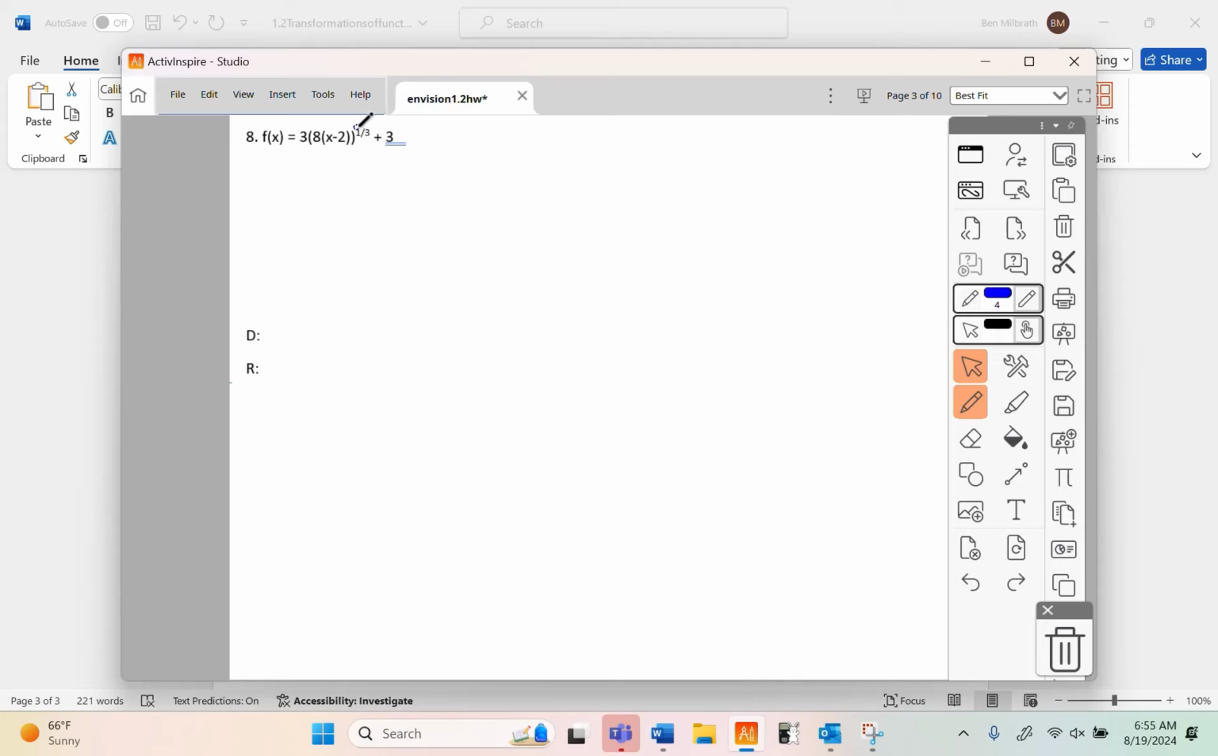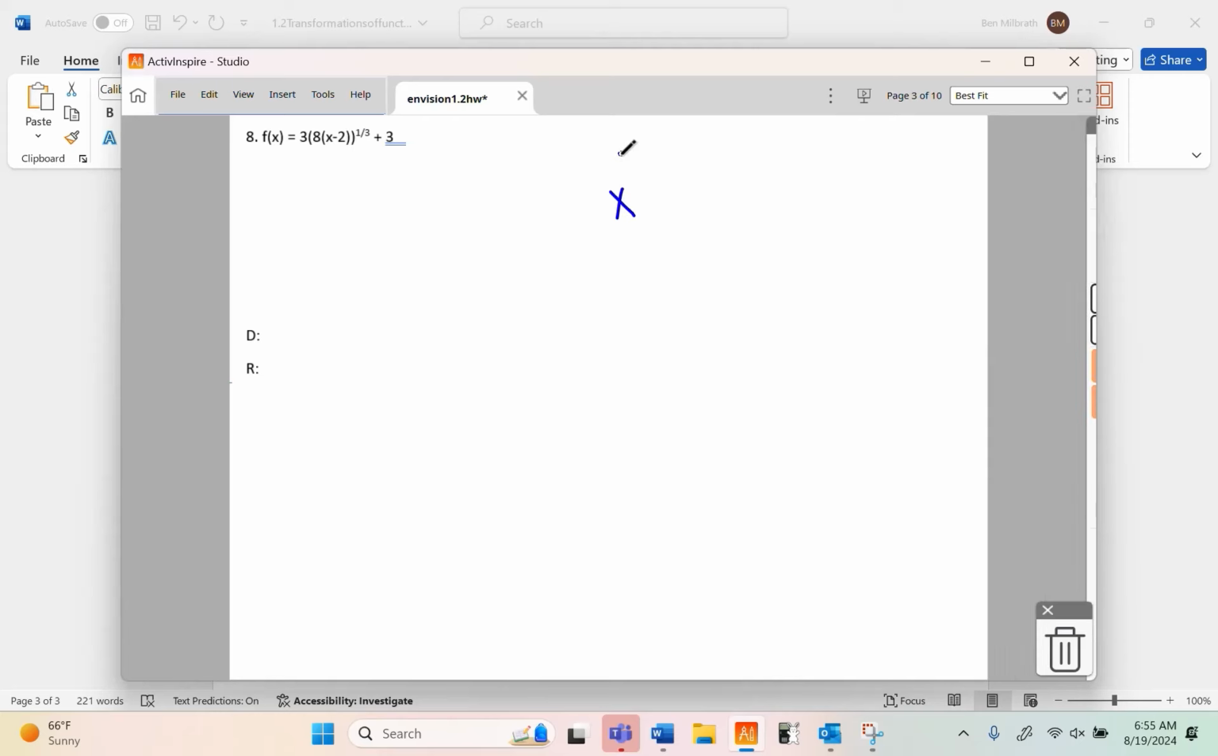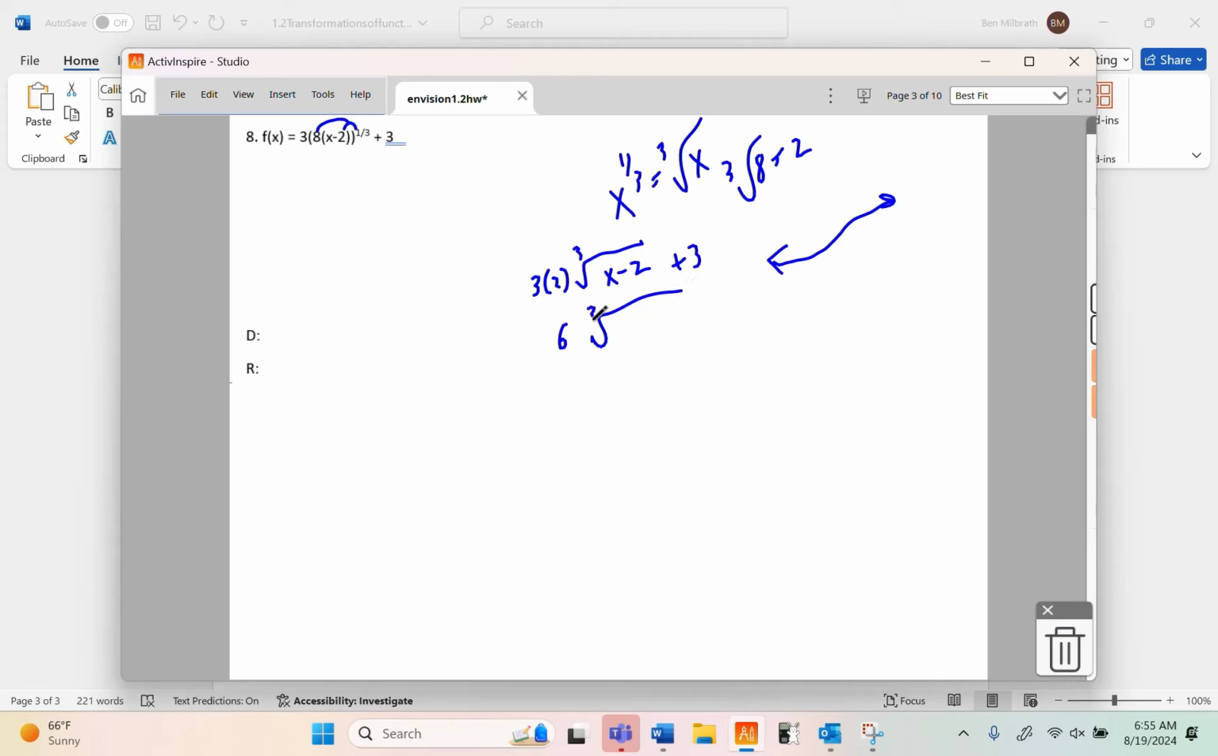So anyways, first thing I see is that cubic root. X to the 1/3 is the same thing as the cubic root of x. And by the way, this looks like that, right? Better than that, though. That was kind of sloppily drawn. But I'm going to distribute that 1/3, and that's going to give me a 2. So I'm going to have 3 times 2 times the cubic root of x minus 2, and then plus 3, because the cubic root of 8 is 2, because 2 times 2 times 2 is 8. And then I can put these pieces together. 6 cubic roots of x minus 2, add 3.